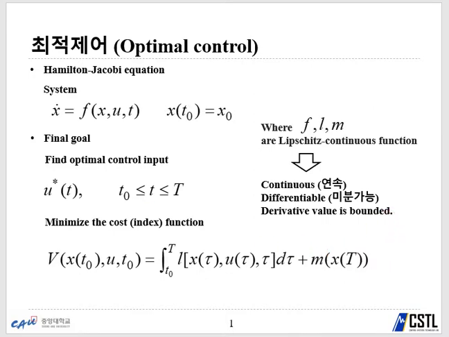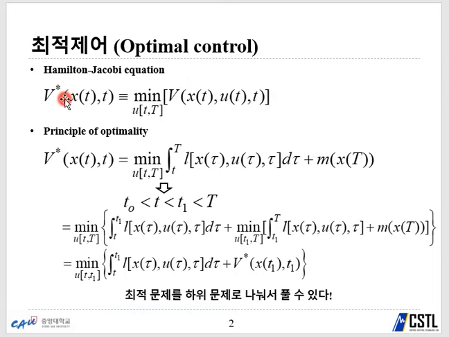Then we define the optimal cost function, the minimum value. I introduce the principle of optimality. The principle of optimality is simple. We can divide the time using t1. Then we can rewrite the equation such as this term, and then this term is the optimal cost function value with respect to t1. So we substitute this function. Finally, we can obtain this equation.